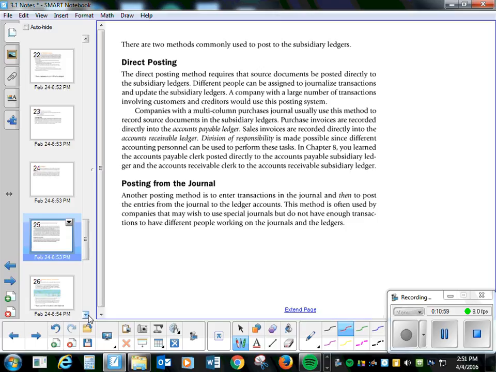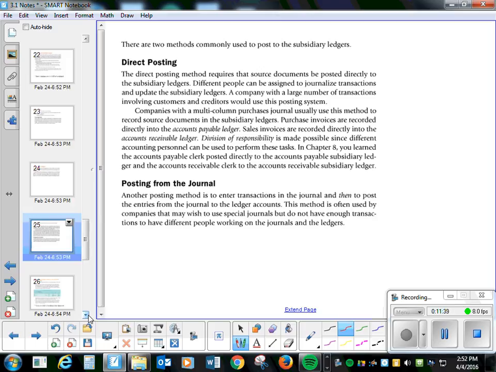The direct posting method requires that source documents be posted directly to the subsidiary ledgers. Different people can be assigned to journalize transactions and update the subsidiary ledgers. A company with a large number of transactions involving customers and creditors would use this posting system. Companies with a multi-column purchase journal usually use this method to record source documents in the subsidiary ledgers. Purchase invoices are recorded directly into the accounts payable ledger. Sales invoices are recorded directly into the accounts receivable. Division of responsibilities is made possible since different accounting personnel can be used to perform these tasks.